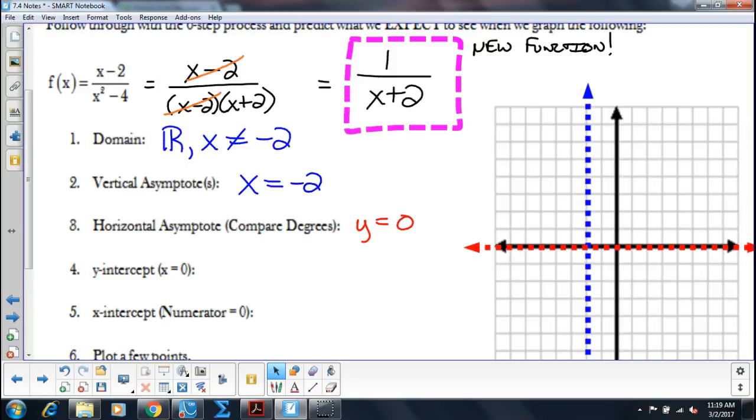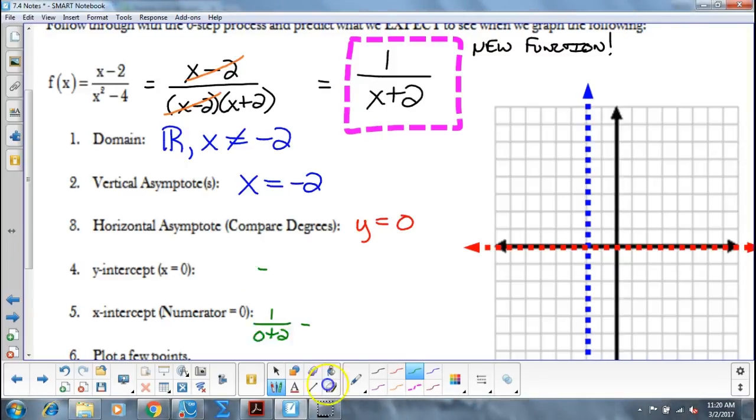Then we can find the y-intercept. How do we find the y-intercept of our new function? Plug 0 in for x. So we get 1 on top, and we get 0 plus 2 on the bottom. 1 on top, 0 plus 2 on the bottom is going to be 1/2. That tells me then that my y-intercept is at the point (0, 1/2).